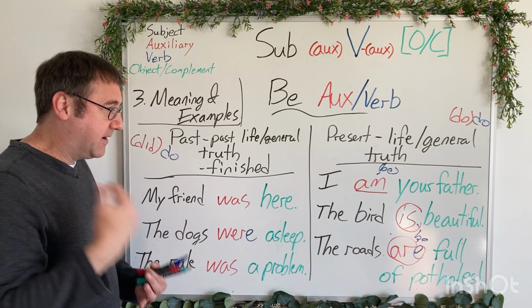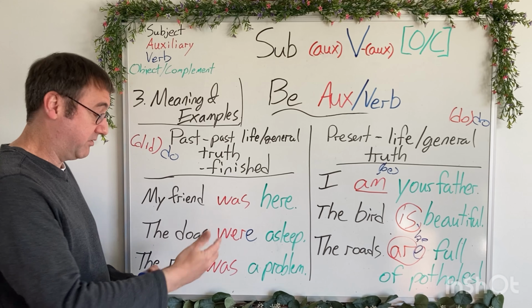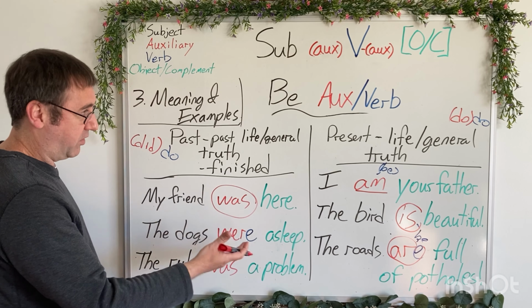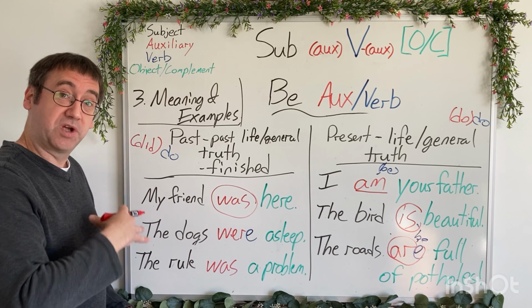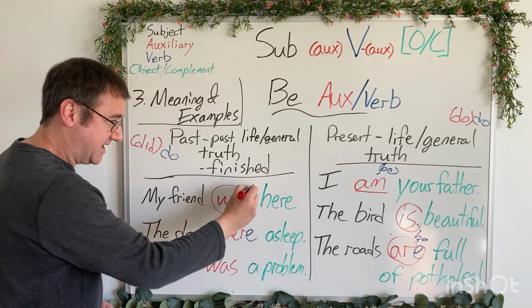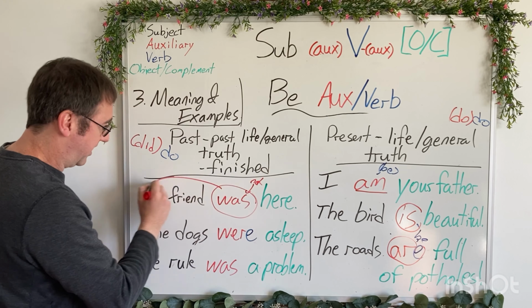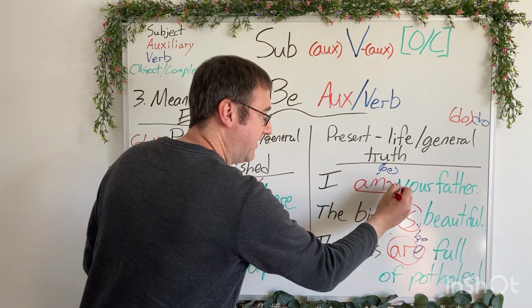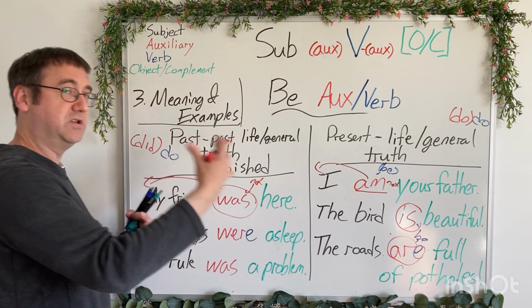My friend was here. Okay, again, what's the verb? It's be. The auxiliary is the spelling change, W-A-S. And so all the rules apply that we just talked about before. You want to make it negative. You want to make the question. And it's the same for all of them. If you want to make it negative, you put the not. If you want to make the question, you move it.